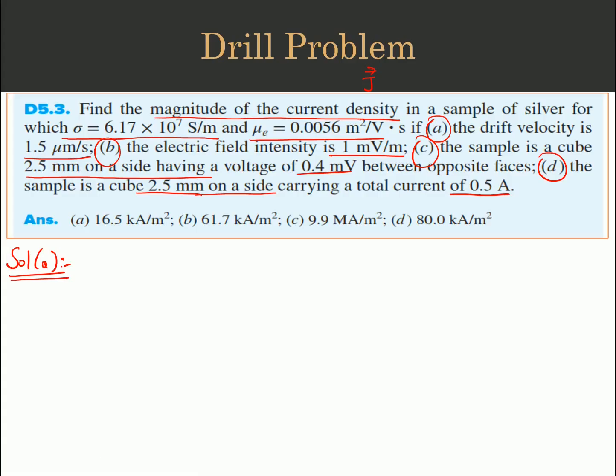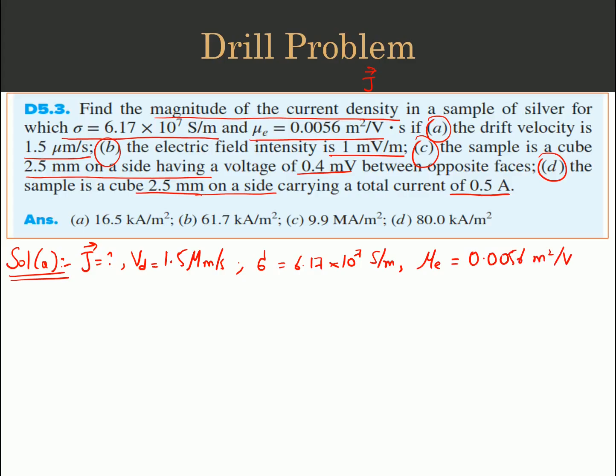Okay, so here, what has been given to us? We need to find the current density when the drift velocity is 1.5 micrometer per second. And what else do we have? We have conductivity as 6.17 into 10 raised to power 7 Siemens per meter, and the mobility of electron is 0.0056 meter square per volt second.